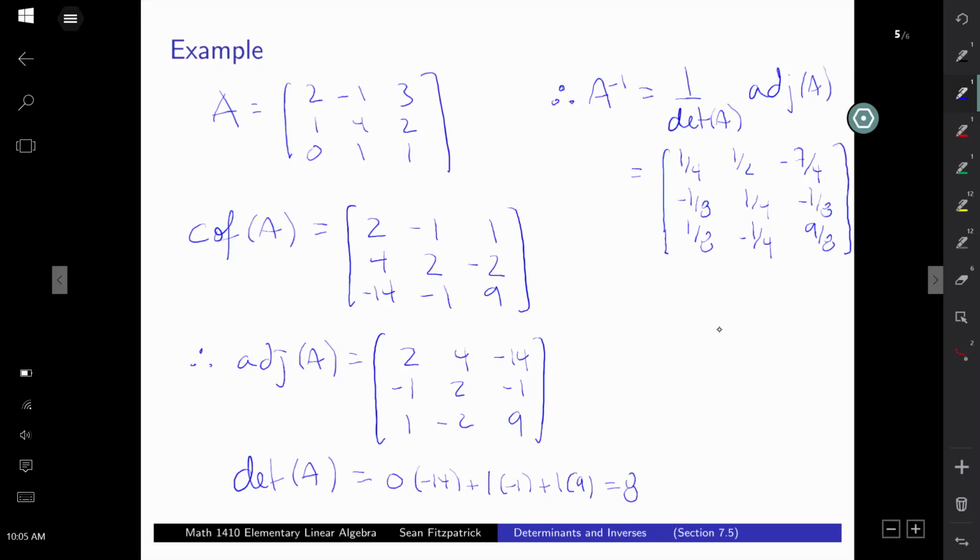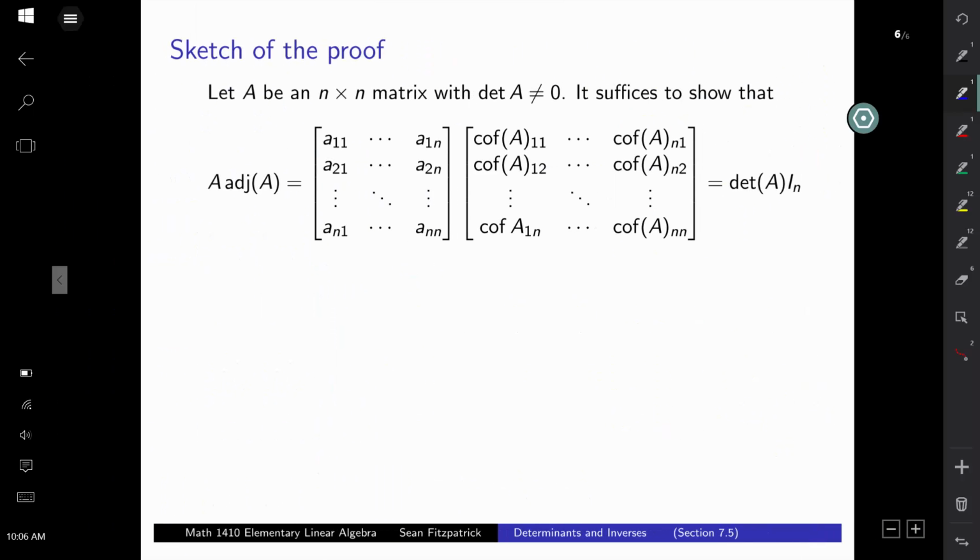And I'll leave it as an exercise for you to check. Make sure I didn't mess up, because I did that pretty fast. There's a good chance I made an arithmetic error somewhere. Check that if I do A times the adjugate of A, I get 8 times the identity. Okay? That would verify that my work here is correct. All right. Quick sketch of the proof. I'm not going to spend any time on this because I don't want this video to be any longer than it is.